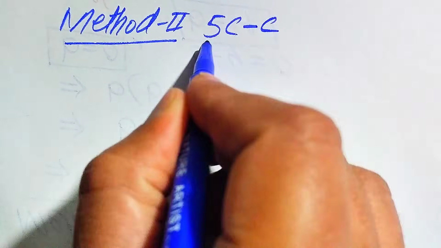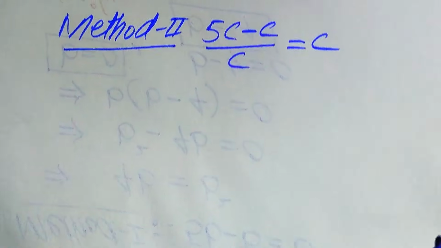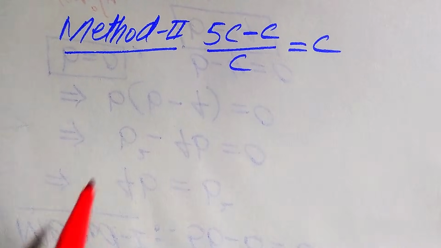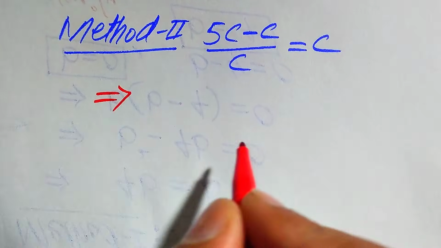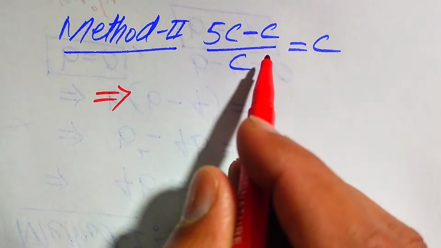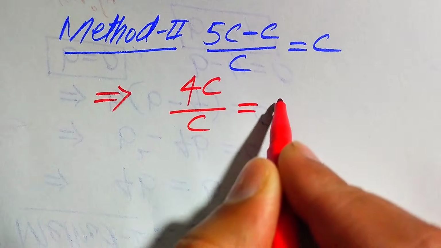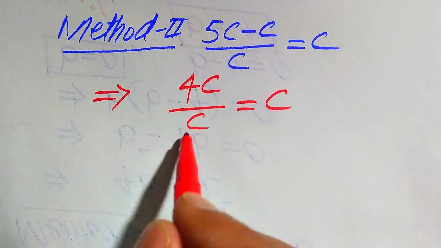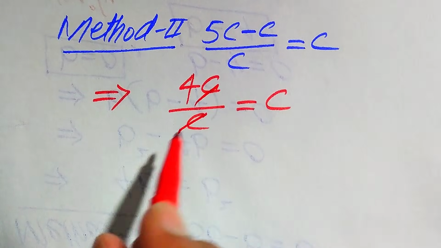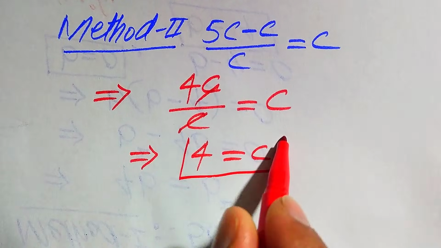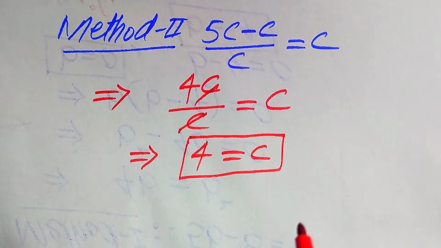For the second method we copy down the given question statement: 5c minus c divided by c is equal to c. This is our given question statement, and here we just use a quick method to find the roots of this equation. You see that this is 5c minus c, and when we subtract these two values, we get 4c divided by c is equal to c. Now both of these terms involve c, so this c and this c cancel out each other, and we get 4 equals to c. So this means that the value of c equals to 4.